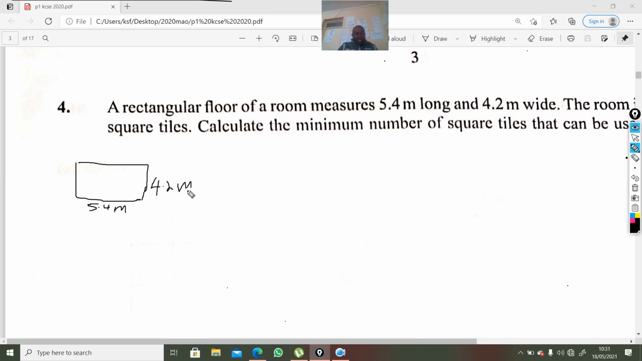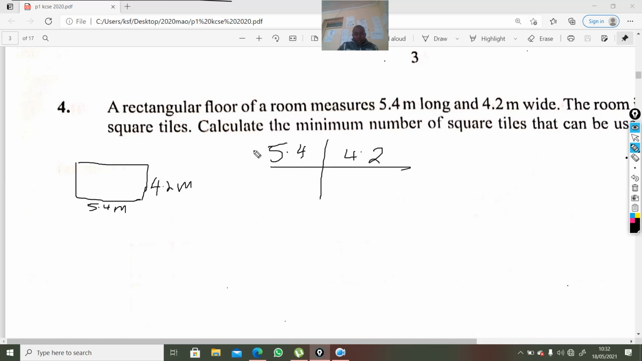You can change it to centimeters so that you don't struggle to find the GCD. That is, you multiply by 100, and it gives you 420 and 540, so that you find the GCD. Or just use the decimals the way they are, and therefore we shall have 5.4 and 4.2.